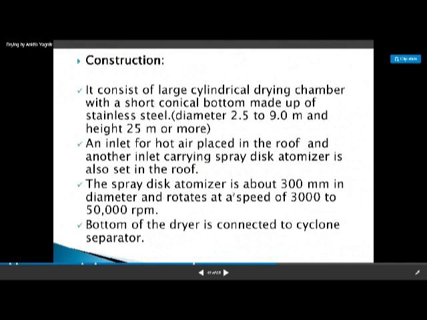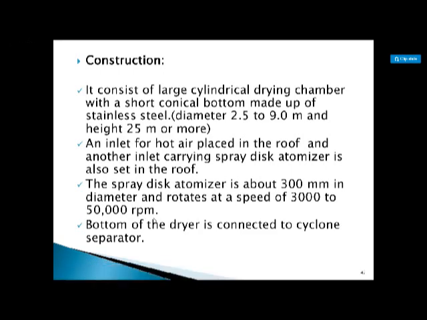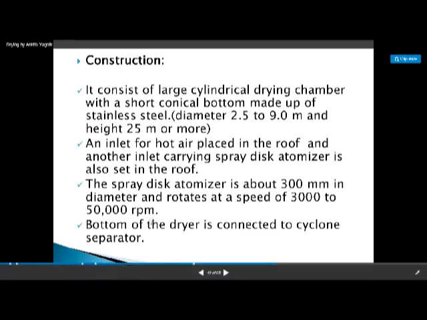The spray disc atomizer is about 300 millimeter in diameter. You can see here, the atomizer is 300 millimeter in diameter, and it rotates at a high speed of 3000 to 50,000 rpm. These are the revolutions per minute. With this speed, you can imagine how fast that atomizer is going to rotate, right? And the bottom of the dryer is connected to the cyclone separator.